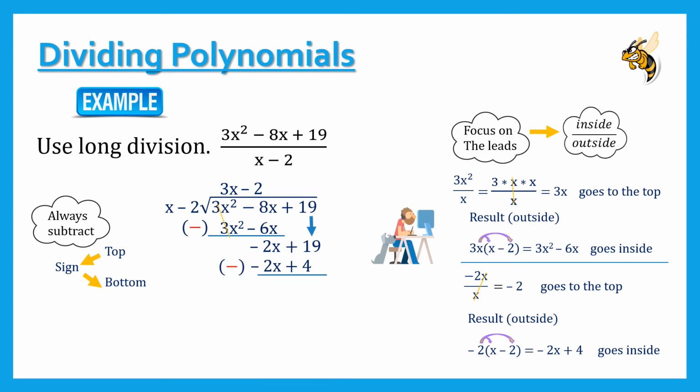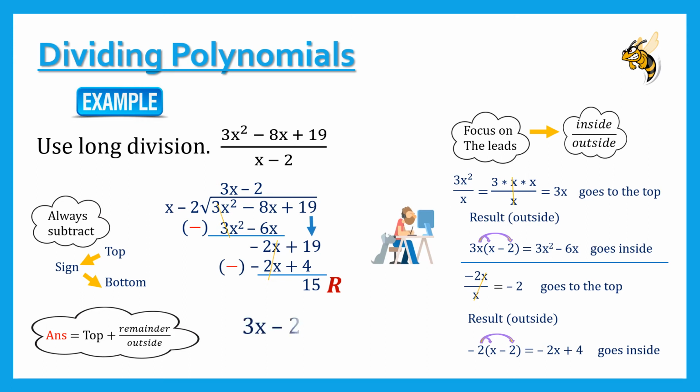Don't forget, we're always subtracting, so it's going to be negative 2x minus negative 2x, which becomes a plus. So that means they're additive inverses, they cancel. 19 minus 4 leaves me with 15. There's nothing else to bring down, so that would be my remainder. Your answer is going to be the top plus the remainder over the outside, or what you're dividing by. So my answer is 3x minus 2 plus 15 over x minus 2.